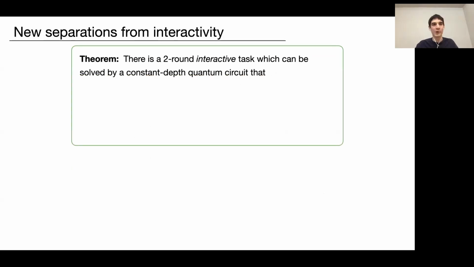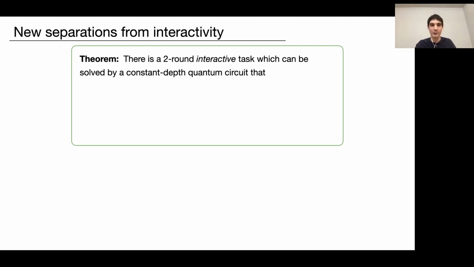So what we're going to do is take the Bravyi-Gosset-König task and introduce interactivity into that task. This theorem is difficult to state, so I'm going to slowly reveal it to you here in its informal statement, and then I'll get more and more formal and more specific about what this task actually is later. But at a high level, the theorem statement is as follows.